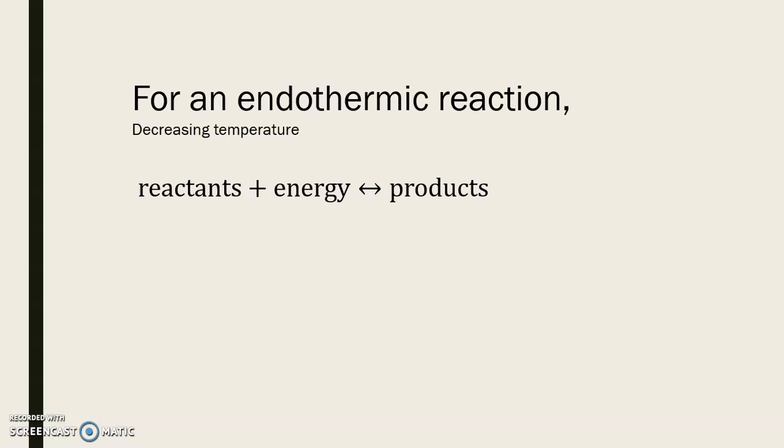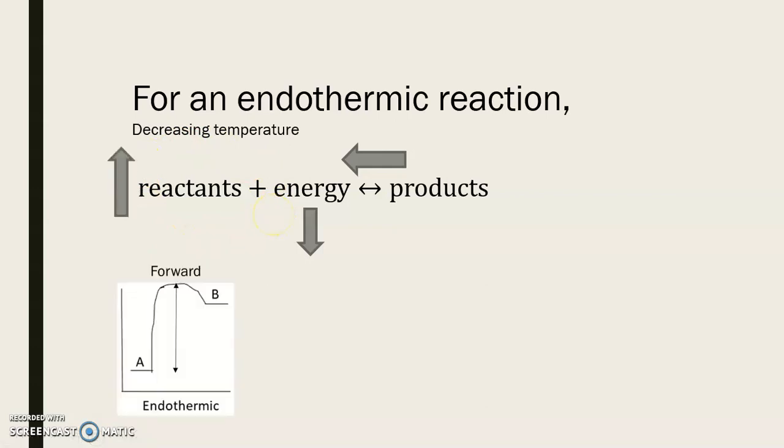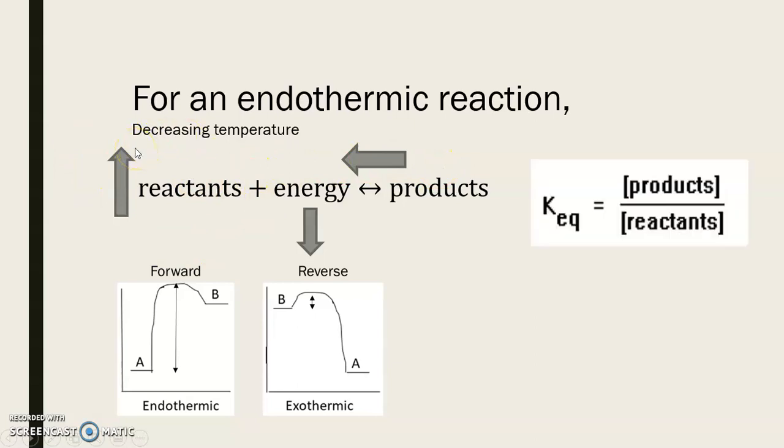For an endothermic reaction, a decrease in temperature is going to shift the reaction to the left. This is going to produce the energy again that has been lost and increase the amount of reactants in the solution. Again, if we look at the reaction profile, decreasing the temperature is going to favour the reaction that needs the least assistance, which is the reverse reaction, as stated before. This is going to shift the reaction to the left, increase the amount of reactants, and if we look at the equilibrium constant equation, an increase in the reactants is going to decrease the equilibrium constant.